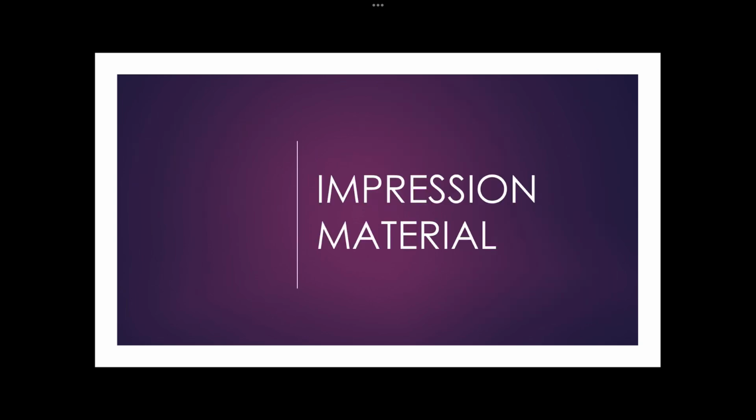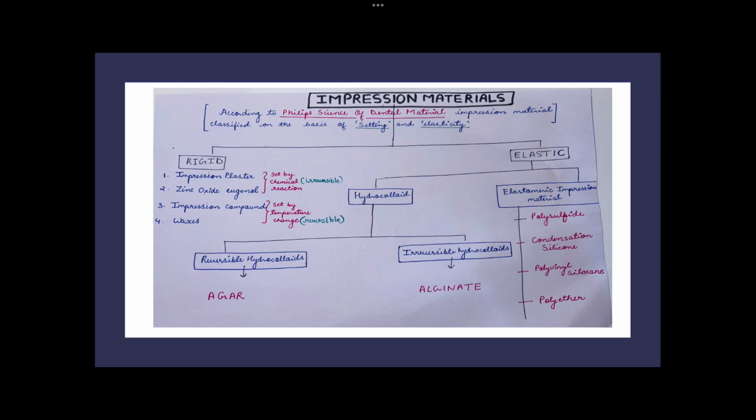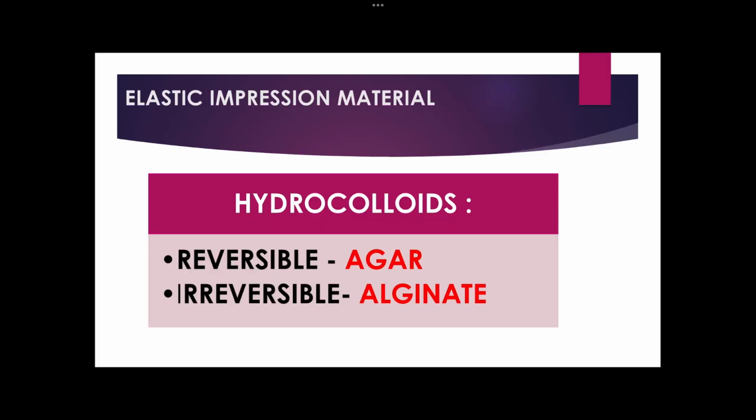Impression materials. As I have mentioned, I have already discussed its classification, so you can see it from there. Now, the elastic impression materials. What are the elastic impression materials? They include hydrocolloids. Hydrocolloids are of two types, reversible and irreversible. In reversible, there is agar, and in irreversible, it is alginate.